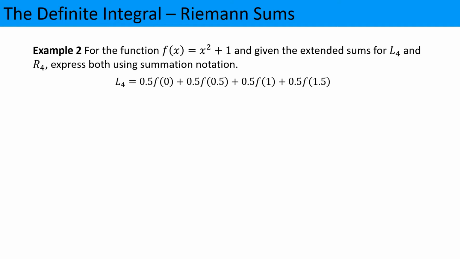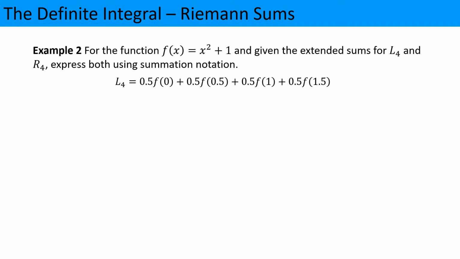Example. For the function f of x equals x squared plus 1, and given the extended sums for L sub 4 and R sub 4, remember this is adding up rectangles, L for the left end corner, R for the right end corner, we're going to express both of these using summation notation. So let's look at what we've had.